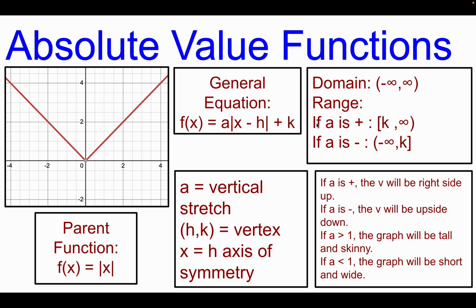Your range, if a is positive, will be from k to infinity. So that's going to be all the values above the vertex, including the vertex. And if a is negative, then your V would be upside down, so that's going to be all the values below the vertex, including the vertex. And remember that k is the y value of the vertex. So when we're talking about range, we're talking about y values.